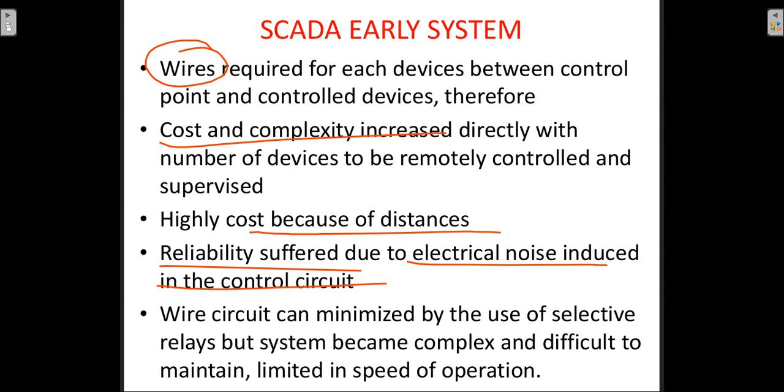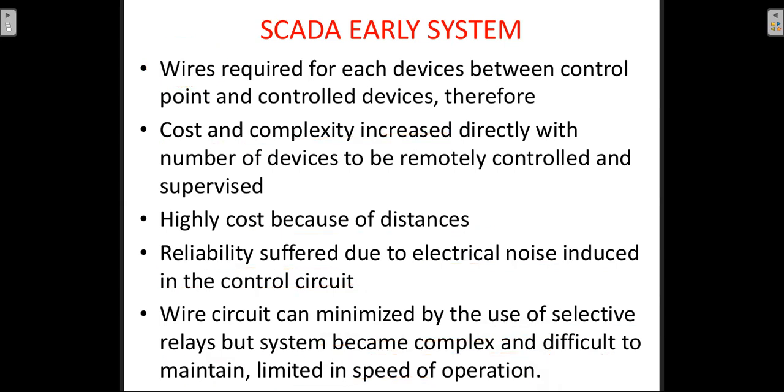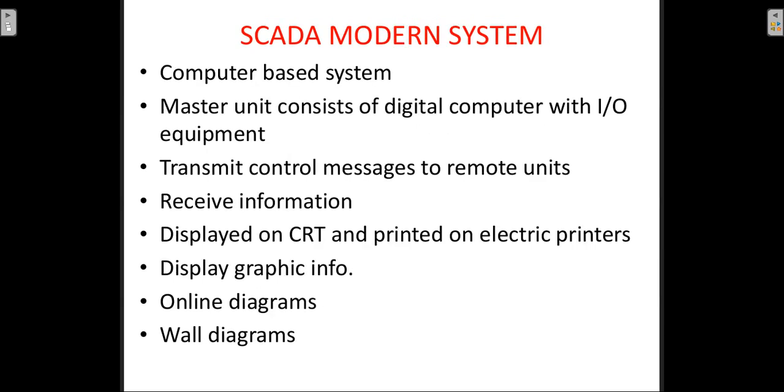Wire circuits can be minimized by use of selective relays, but some became complex and difficult to maintain, limited in speed and operation. So basically here it is being spoken about the difficulties and limitations of the wired circuits which were used in the early days.